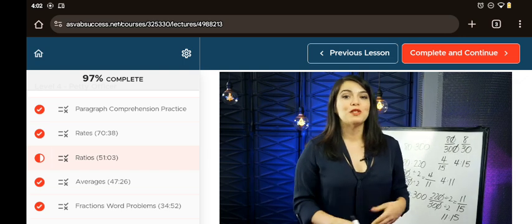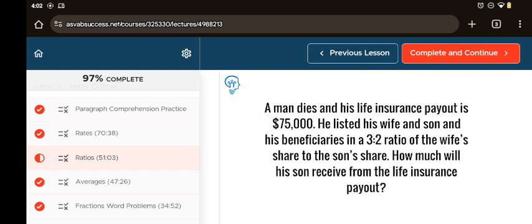Let's take a look at one of the word problems that you could come across on the math problem. Let's go. A man dies and his life insurance payout is $75,000. He listed his wife and son as beneficiaries in a 3-to-2 ratio of the wife's share to the son's share. How much will his son receive from the life insurance payout?